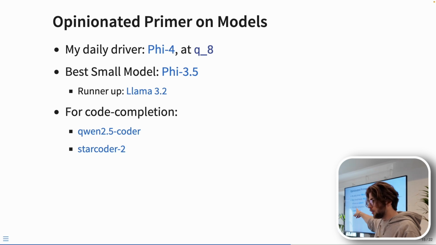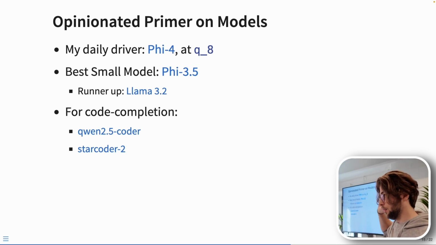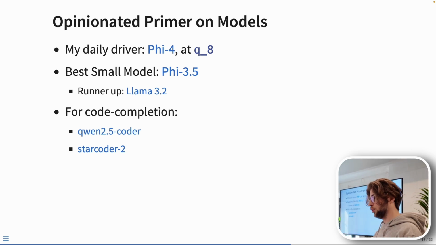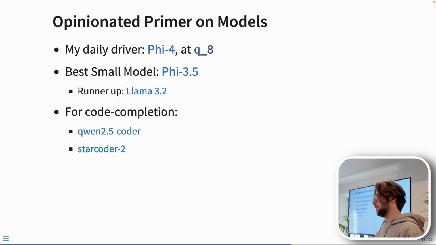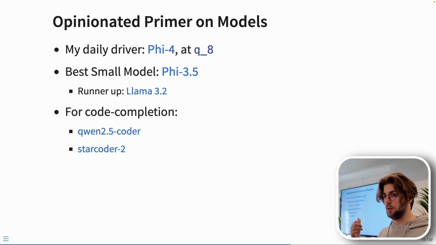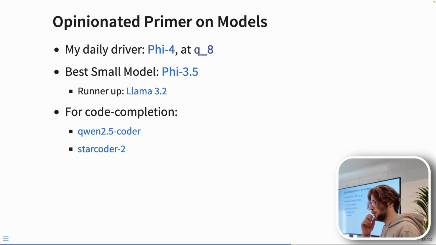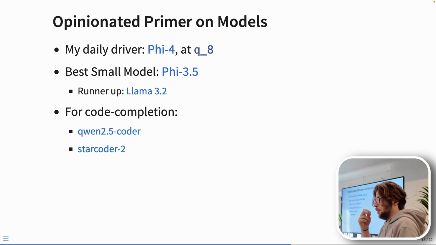Runner-up small model, Llama 3.2. That's a 3.1 billion parameter model, I think. So it's also very small, 4 or 5 gigs. That runs on your phone. So these two you can run, I think I tried it on an iPhone 15, and you could just run it. So that's pretty cool.